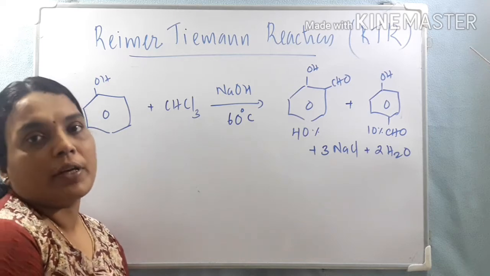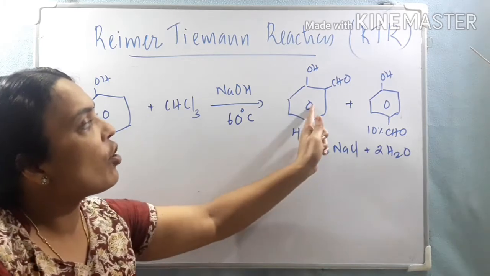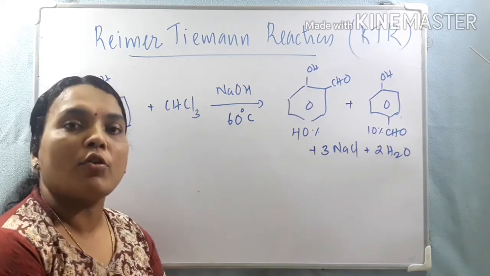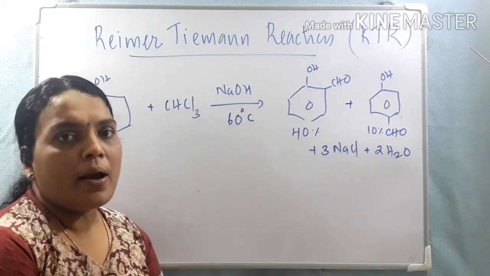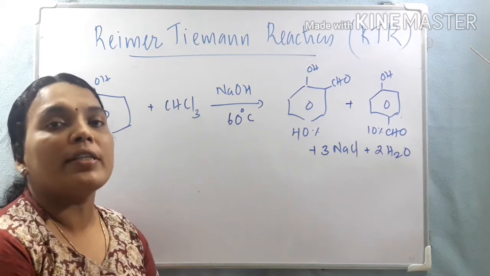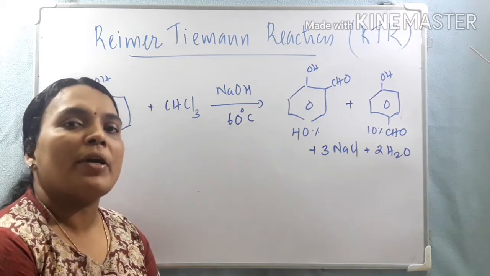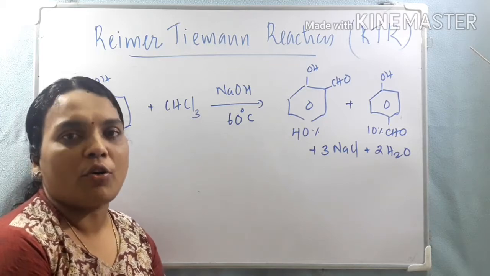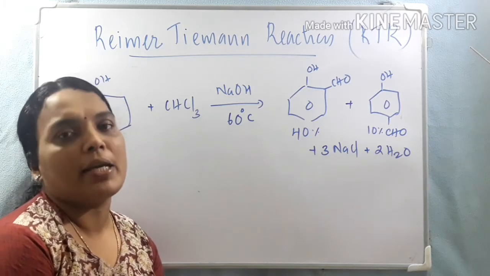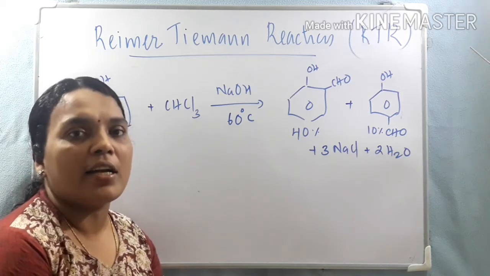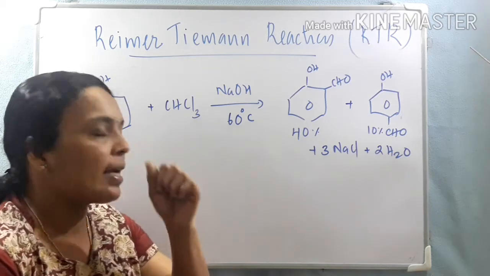Although the product of the Reimer-Tiemann reaction is a mixture of orthohydroxybenzaldehyde as well as parahydroxybenzaldehyde, the major product is orthohydroxybenzaldehyde. That is why we are mentioning only orthohydroxybenzaldehyde as the major product. This is called salicylaldehyde.